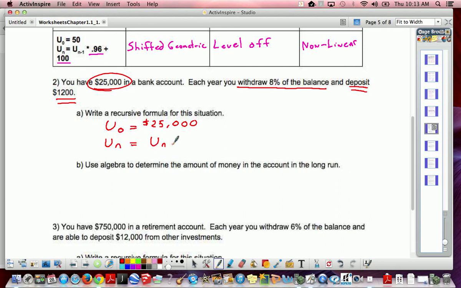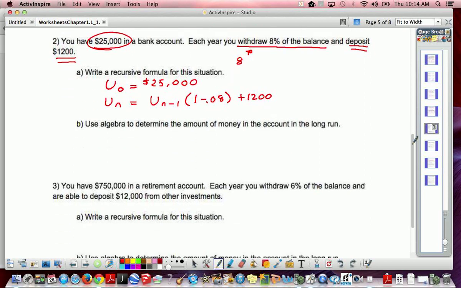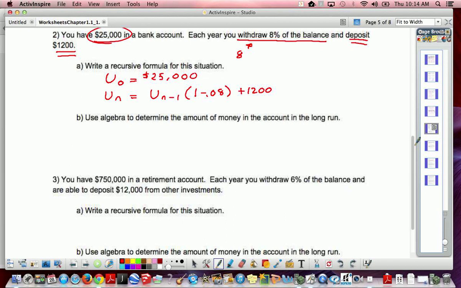So now use a of n minus 1. The first thing we did was we withdrew 8% from the balance. So to withdraw, we're going to take 8% and we are taking it away, so we're going to subtract it. So we're going to go 1 minus 0.08. Now if you put 0.92 here, I'm okay with that. In fact, lots of times I will do that. However, we decided to add $1,200 after it.